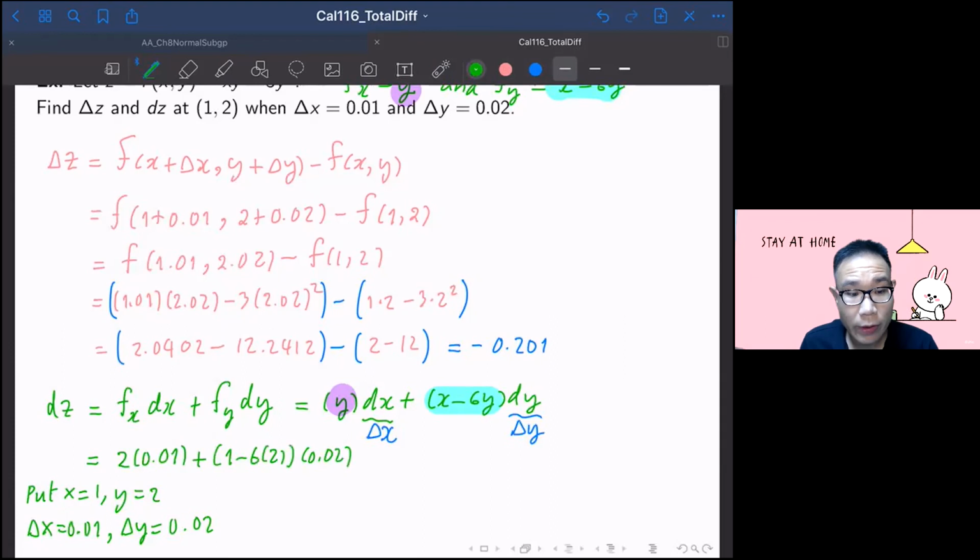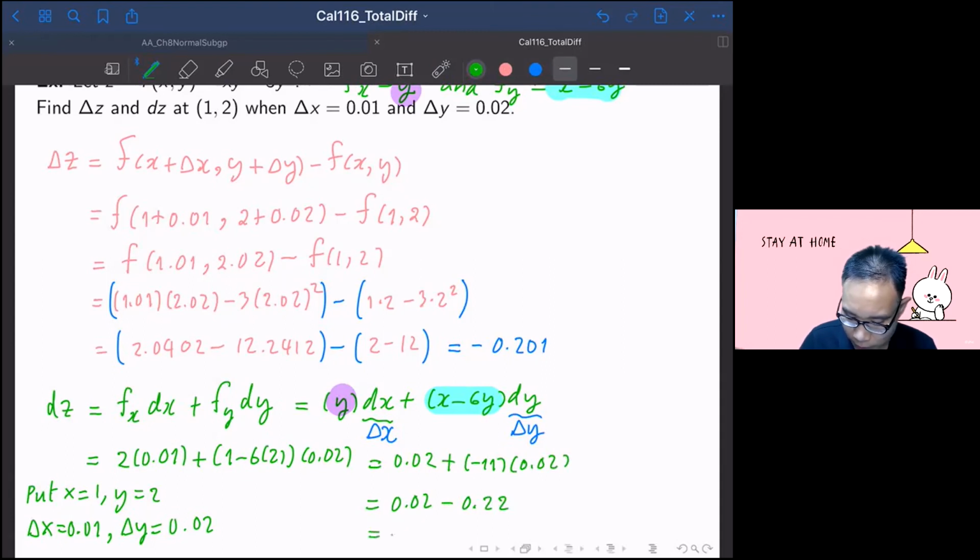And you see that this turned out to be a simple number that allows you to compute quite easily. So this is going to be 0.02, and this one is going to turn out to be 11. So it's going to be plus negative 11 times 0.02. So this one becomes 0.02 minus 0.22, and this will be negative 0.2.